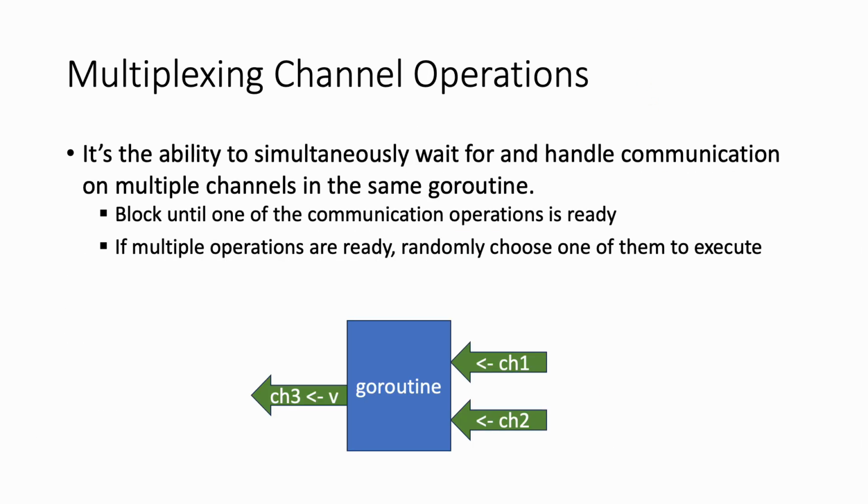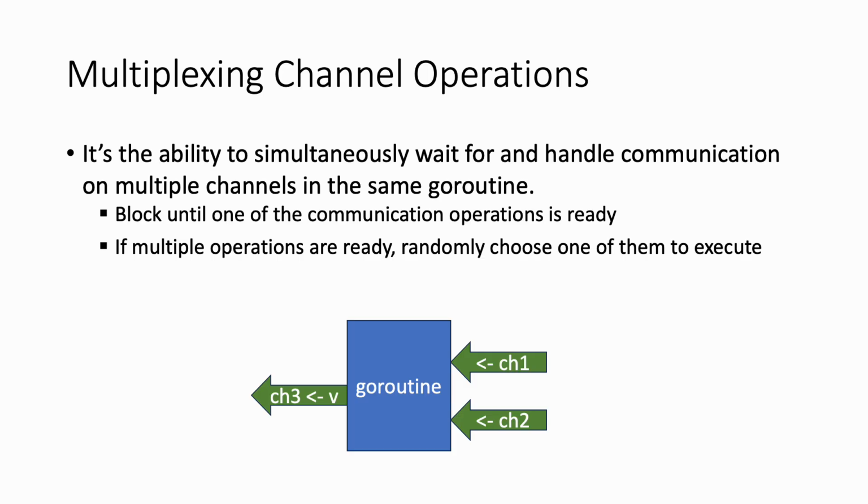In general, what does multiplexing channel operations mean? Multiplexing channel operations in Go refers to the ability to simultaneously wait for and handle communication on multiple channels in the same Go routine. This includes the ability to block until one of the communication operations is ready, and if multiple operations are ready at once, then randomly select one of them to execute.